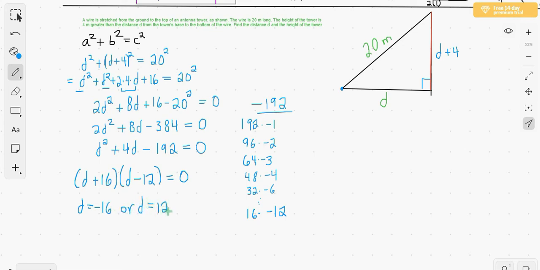But again, remember when we're working on word problems, we have to be careful about the context that we're considering. And negative 16 for a distance doesn't make sense, so we cross that one out. We really just have d is 12, and to use units, d is 12 meters. So that's the distance d. They'd also like us to find the height of the tower, but remember the height of the tower is just d plus 4. So the height is d plus 4, which is 12 plus 4, which is 16 meters.